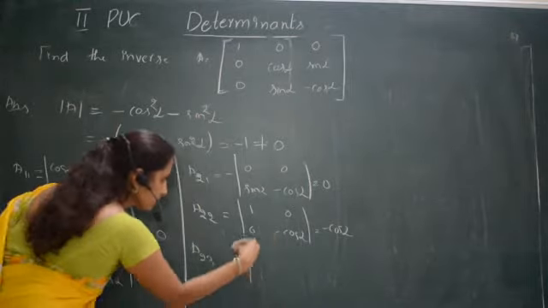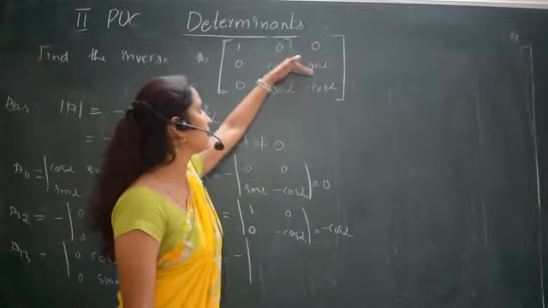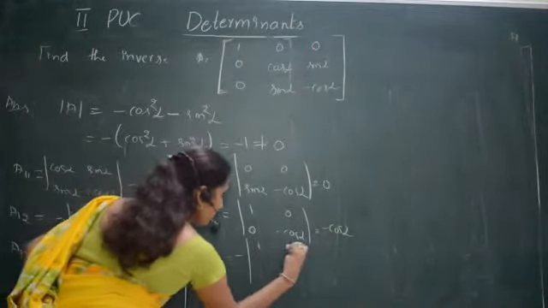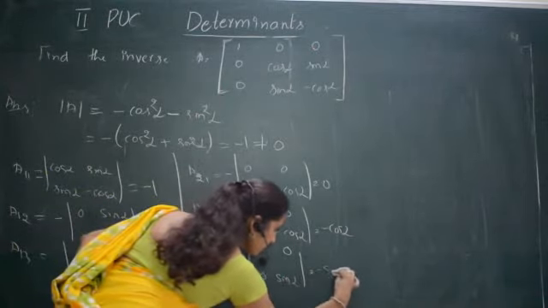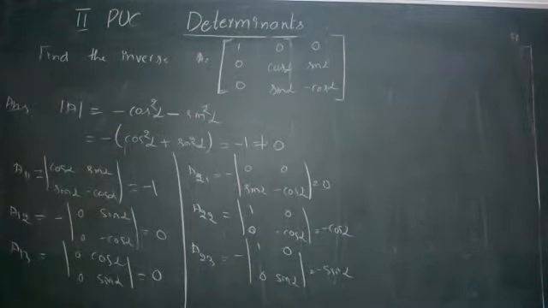Then A23 is minus, so relating to this one and this one, we get 1 0 0 1 0 0 sin alpha. This is minus sin alpha.